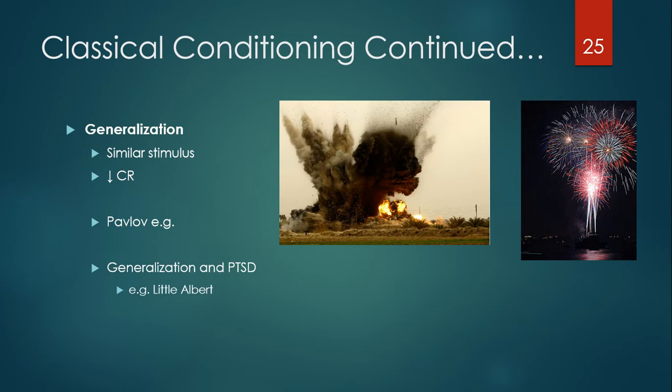Your body sort of goes back to that situation where loud noises meant very bad things, even though fireworks typically don't mean bad things. Little Albert was another example. John Watson went on to show that little Albert was actually afraid of anything that resembled a bunny. So, like stuffed animals that looked like bunnies, even like fluffy pillows that were kind of bunny shaped. So, that's another example of generalization.